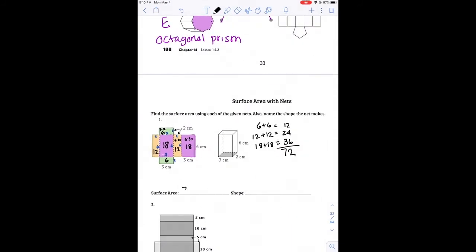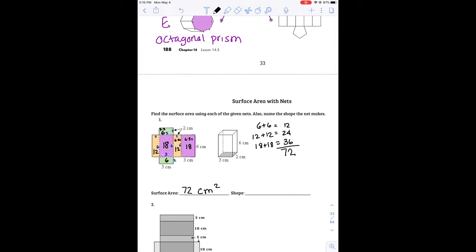So then the answer would be 72. And what would be my units? Well, surface area has the word area in its name for a reason. Area is always units squared. So is surface area, 72 centimeters squared.